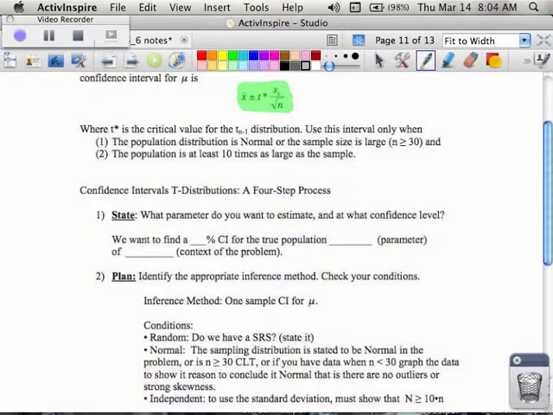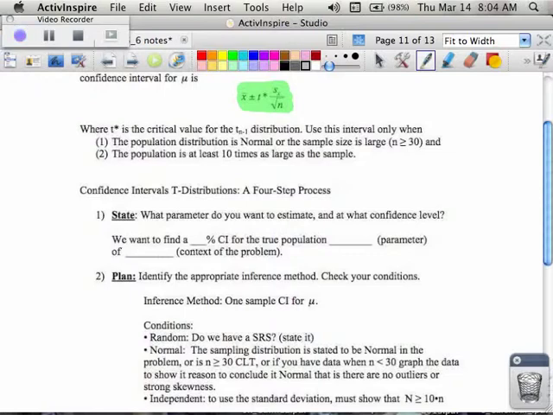We use it only when, number 1, our population is approximately normal, and the sample size is at least 30, and the population has to be at least 10 times the sample. That was our n is less than or equal to 10n, whatever. And then our confidence interval, we do the same thing as we had in the z-scores. Number 1, we're going to state what we're going to do. We want to find a blank % confidence interval for the true population.